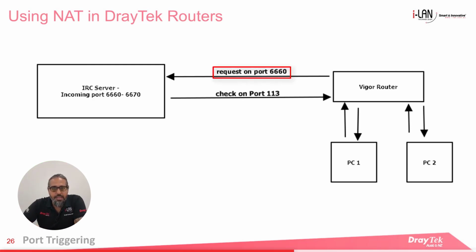The trigger port is the outgoing port that the application uses. That's 6660 in this case. The incoming ports, that is port 113 in this case, are the ports used by the application for it to work. These are not opened until the corresponding trigger port is triggered and will be closed again after a set amount of time. This gives it more flexibility than static port forwarding because it is not necessary to set it up for a specific address on your network, allowing multiple clients to connect to IRC servers through the NAT router.